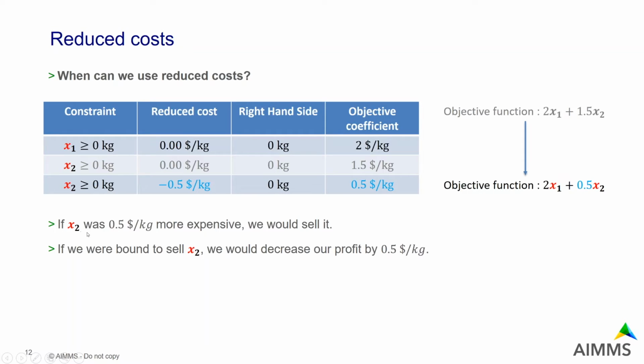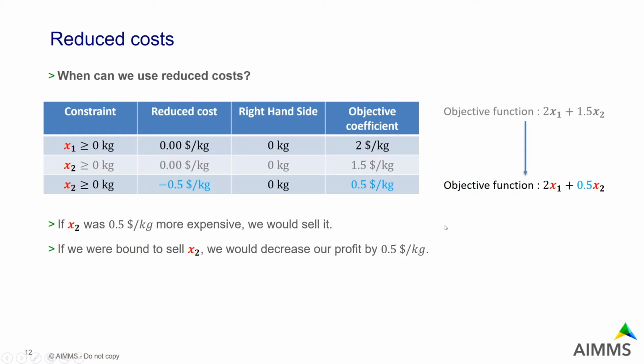What this tells us on X2 is that if X2 was $0.5 per kilo more expensive, we would sell it. So the program will use it in the optimal solution. If we were bound to sell X2, which is another idea, we would decrease our profit by $0.5 per kilo. So this could be really useful if you are bound to put a certain variable at a certain amount and quantify what this impacts your objective function value.